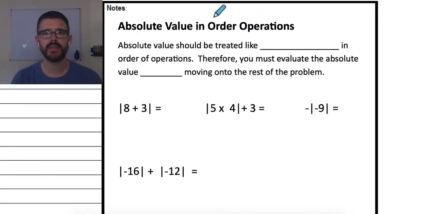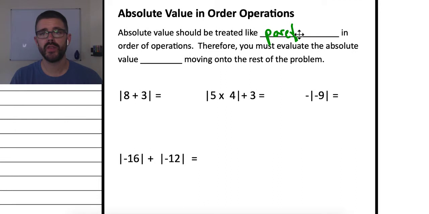All right, last little bit. Absolute value should be treated like parentheses. Meaning you do whatever's inside of the absolute value first, and then you tackle whatever is left in the problem, just like order of operations. Therefore, you must evaluate the absolute value first before moving on to the rest of the problem.